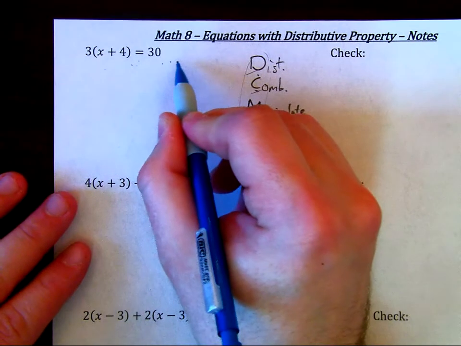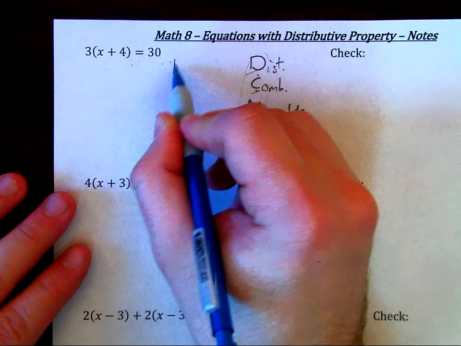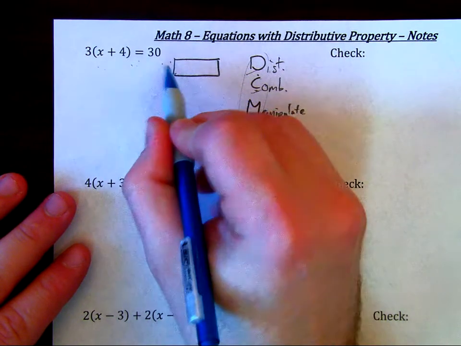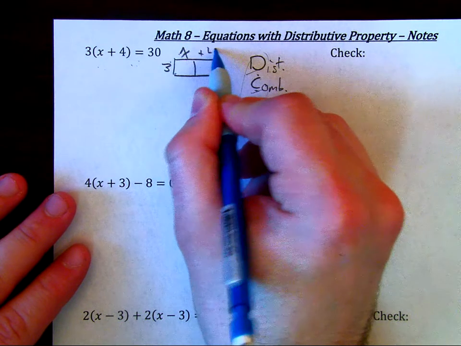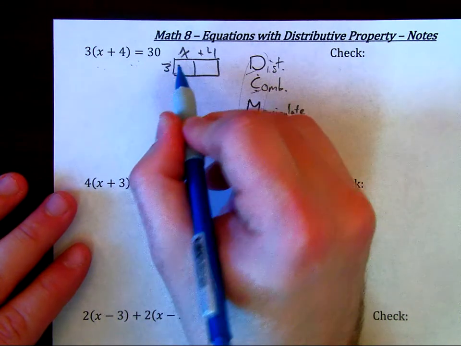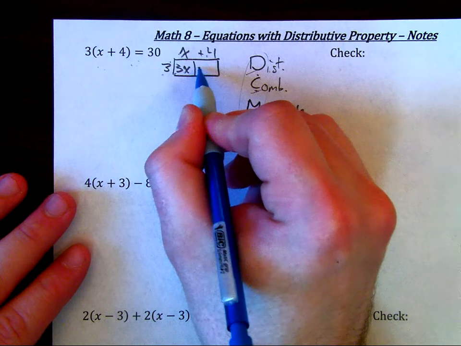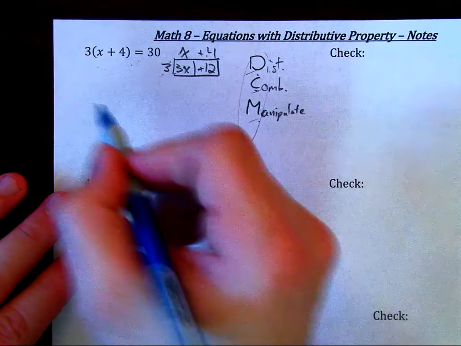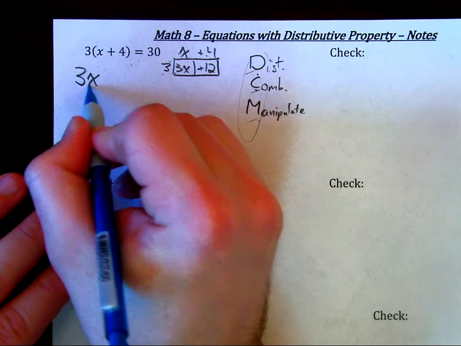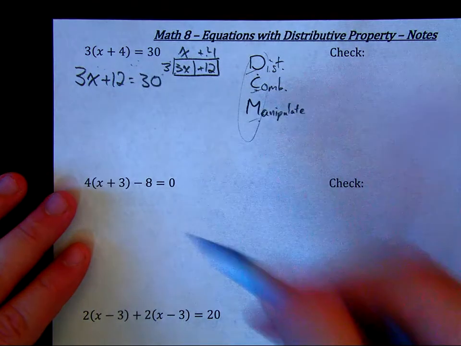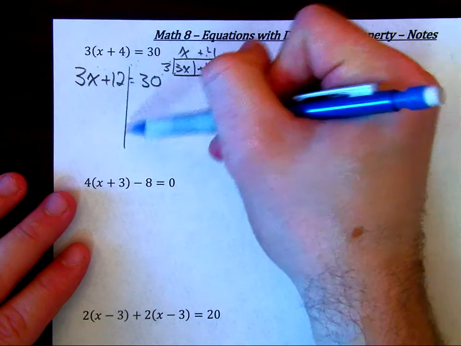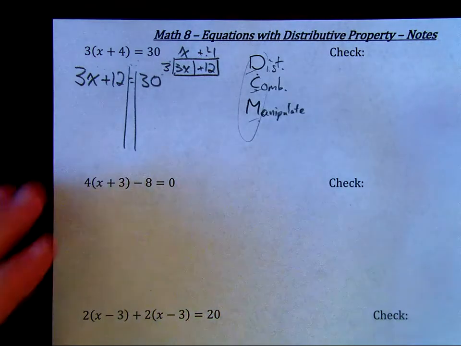So let's do the distributive property. So I'm going to do, on the outside I have 3, and then that x plus 4. So I have 3x, and I have a positive 12. Again, I write that below, so I have 3x plus 12 equals 30. Again, now I can draw my railroad tracks, river, training wheels, whatever you want to call them.